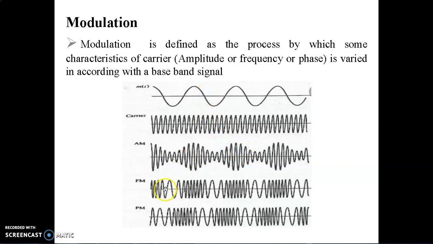If frequency varies in accordance with the change in the information signal, then it is called frequency modulation. If phase changes with change in the information signal, then it is called phase modulation.